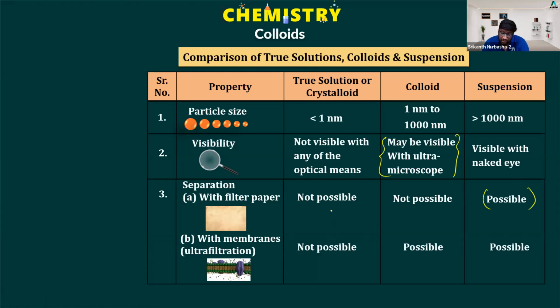But with ultrafiltration, you can try to separate both colloid and suspension. But true solutions are not possible to separate with filter paper or with membrane. Colloid is not possible to separate with general filter paper, but it is possible with ultrafilter paper, like ultrafiltration. Suspension you can separate with both the filter paper as well as the ultrafilter paper.